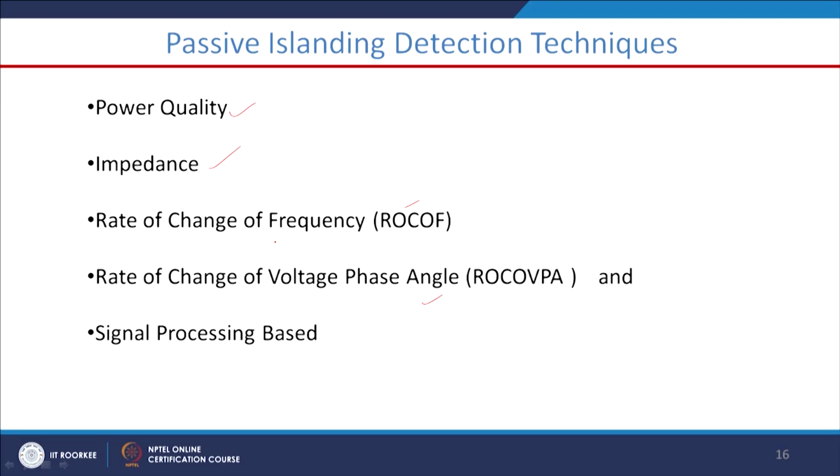Now, we have different types of passive island detection techniques. We have the power quality based island detection technique, and the impedance based island detection technique. Also we have rate of change of frequency, abbreviated as ROCOF, and also rate of change of phase angle based technique, and some signal processing based techniques like artificial intelligence technique, wavelet based technique and neural network based technique. Those techniques are also used for island detection.